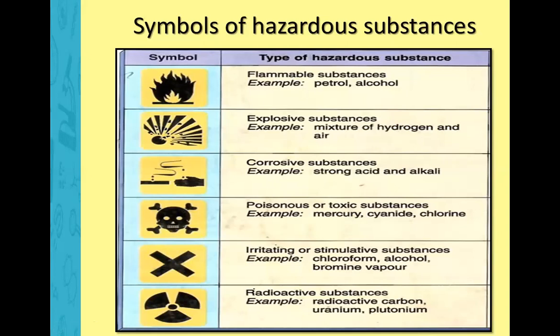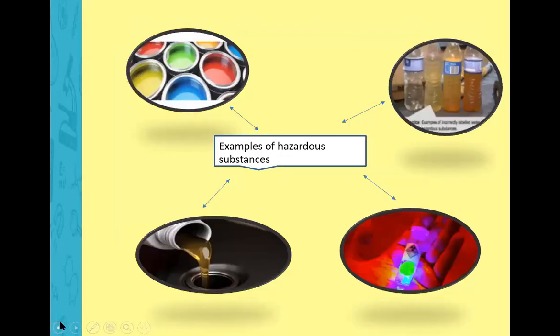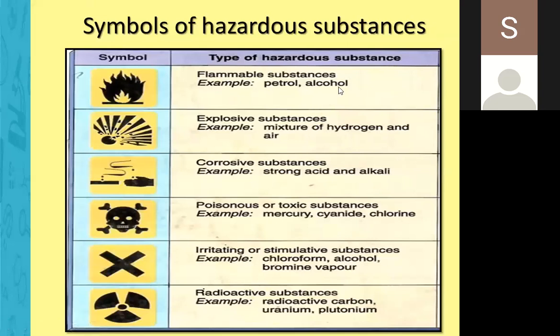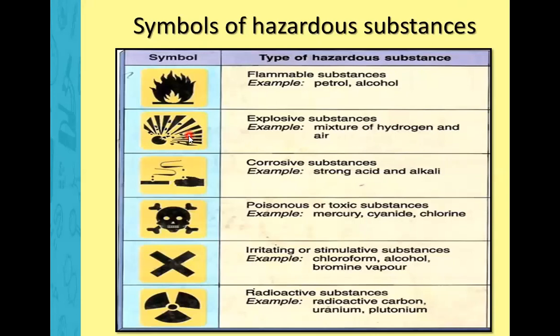or in this container. For instance, first one, you can see the symbol of fire. Symbol of fire shows that this is a flammable substance. Flammable substances are those substances which can catch fire easily when we bring them near to naked fire. Examples of the flammable substances are petrol, alcohol.